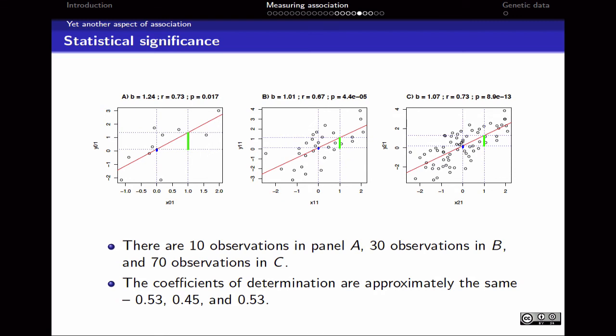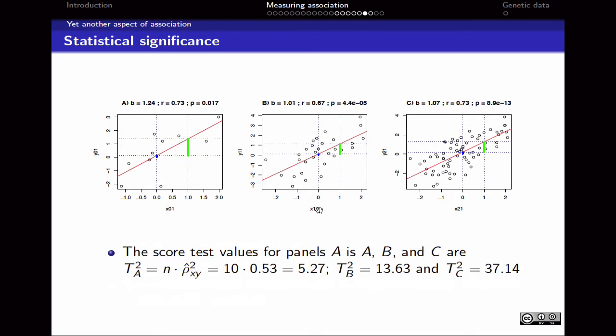How do we compute these p-values? First, we of course need to compute the coefficients of determination. So we take the square of the coefficient of correlation, and they would be approximately the same again, and they are listed here: 0.53, 0.45 and 0.53 again. Now you need to multiply these coefficients of determination by the sample size, and then you would obtain the score test statistic values. And from these values you can easily compute the p-values.